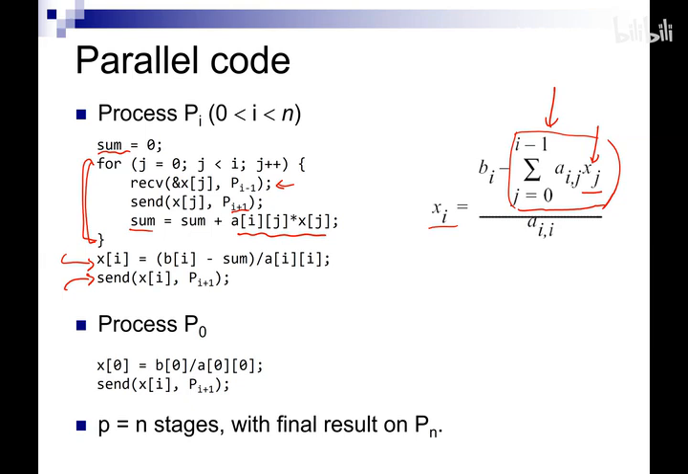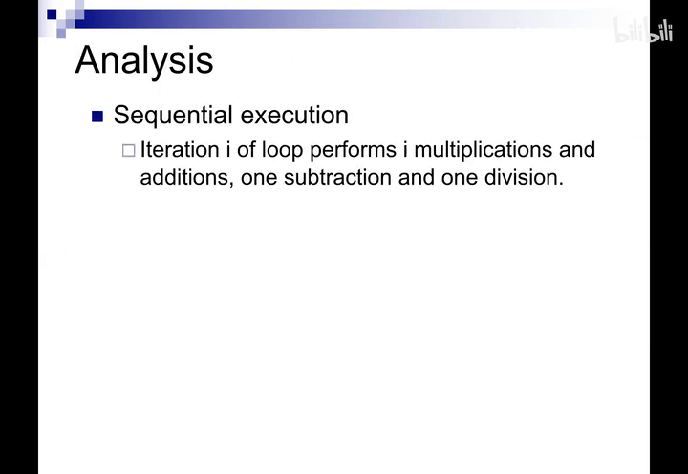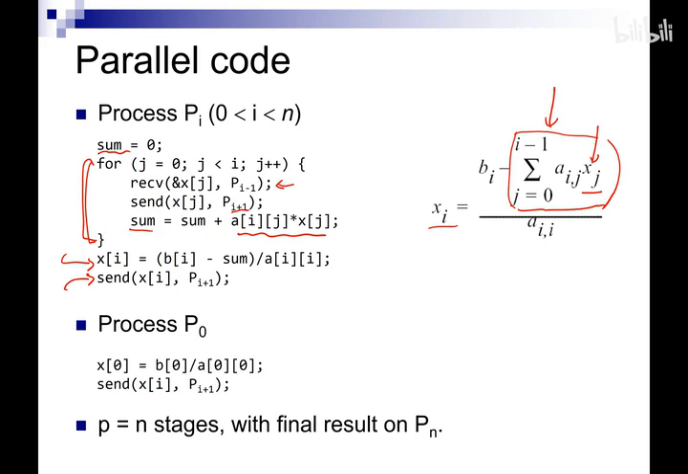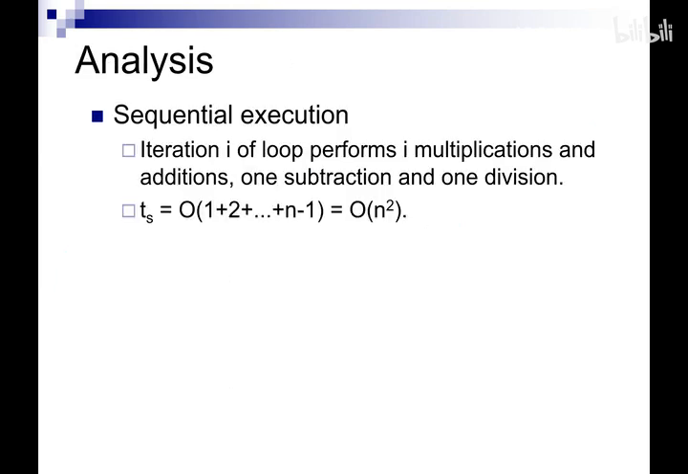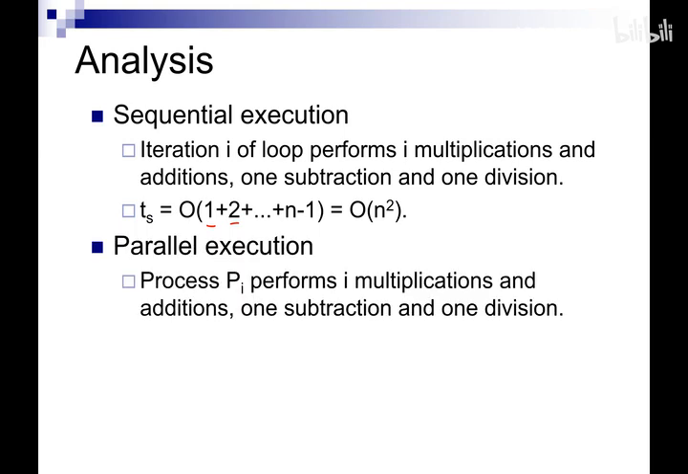Okay, so then we have n stages of our pipeline, and in terms of execution time, if you look at the total amount of work that needs to be done, you see that process i needs to basically do i amount of computation. For the sequential execution time, process 0 is going to do 1 unit of computation. Process 1 is going to do 2 units, and so on. So altogether, they're going to do order n squared amount of computation to compute all the x values.